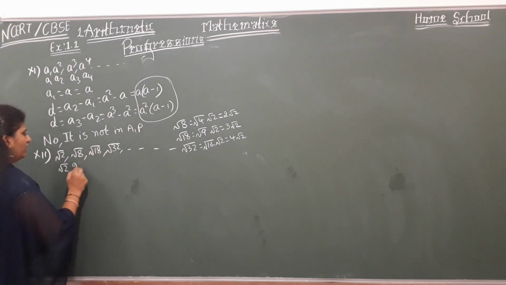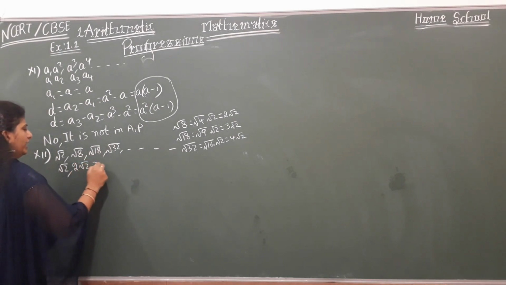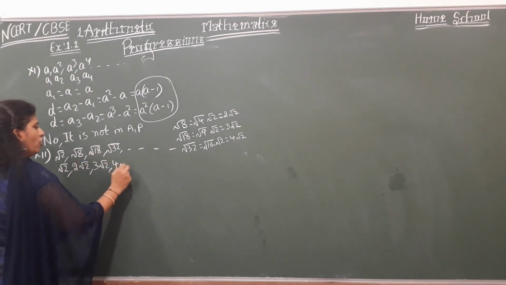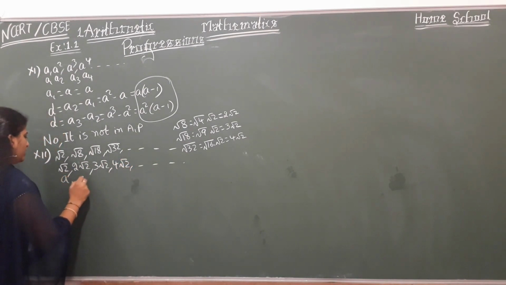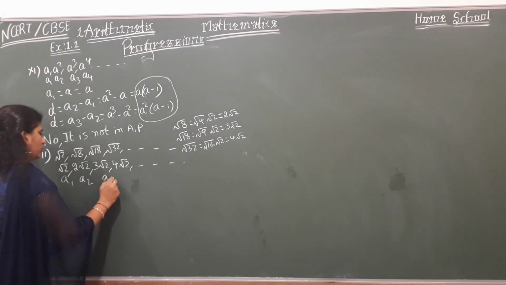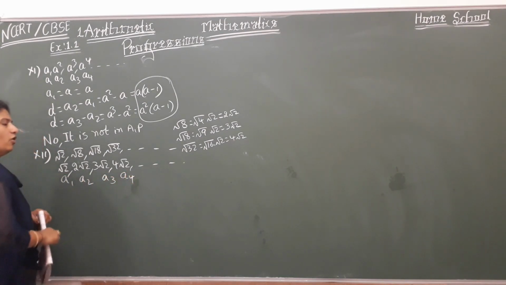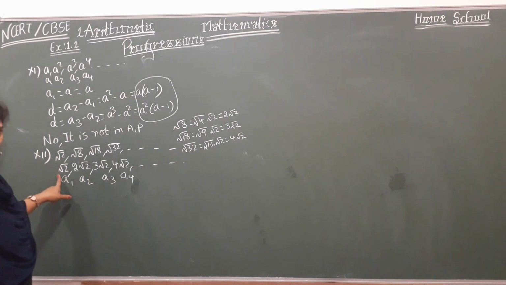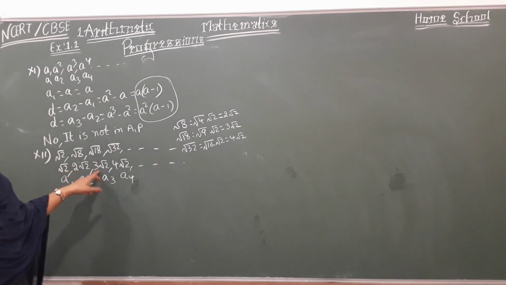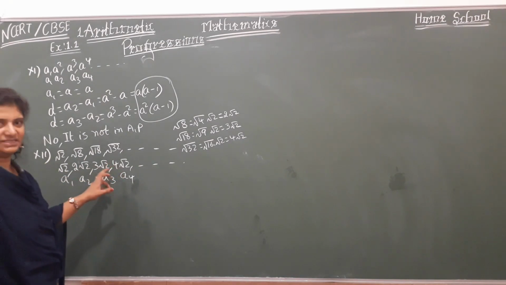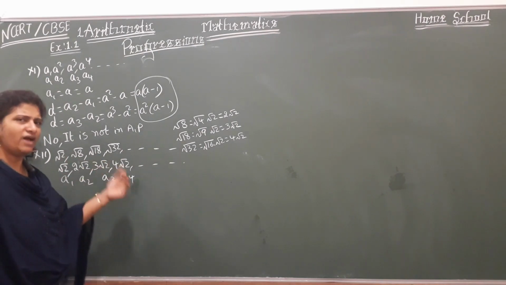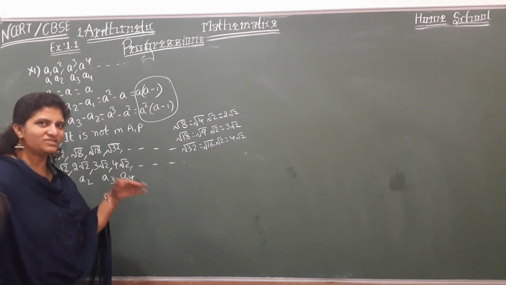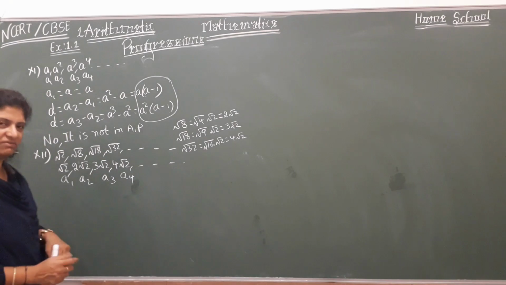Now write it here. 2 root 2, 3 root 2, 4 root 2, and so on. Start numbering your terms. A1, A2, A3, A4. Hold on children, look here. 1 root 2, 2 root 2, 3 root 2, 4 root 2. Yes, it might be in AP, no? What will be the next 3 terms? 5 root 2, 6 root 2, 7 root 2. Directly you can say, but we have to do it.